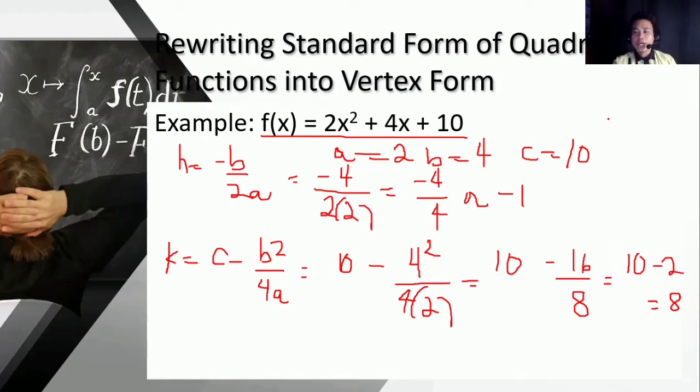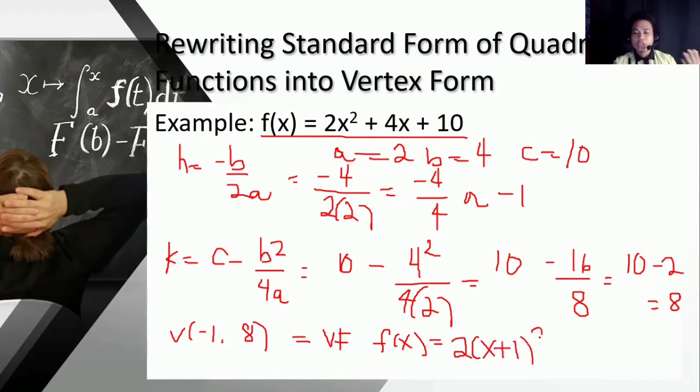So the vertex here is negative 1, comma positive 8. Then our vertex form is f of x equals the value of a, which is 2, then x, from negative it becomes positive 1 for h, then squared, and as the value of k, we have positive 8. So, we got the answer, f of x equals 2 times x plus 1 squared plus 8.